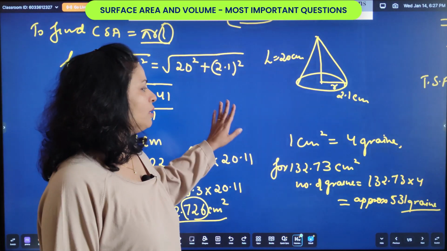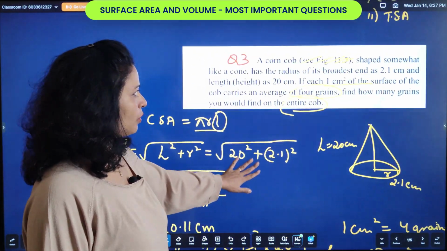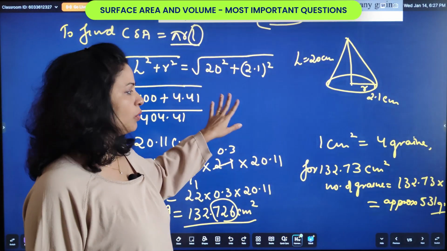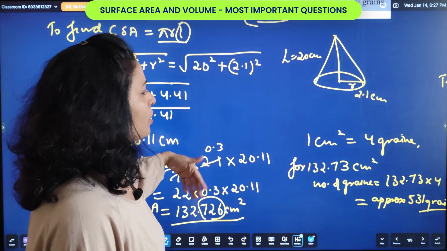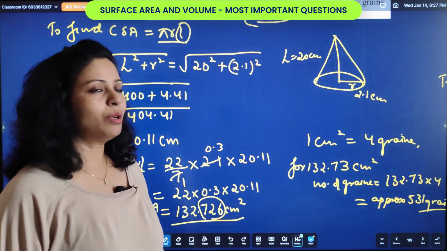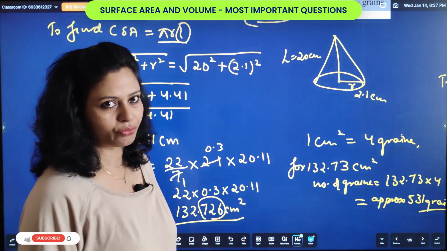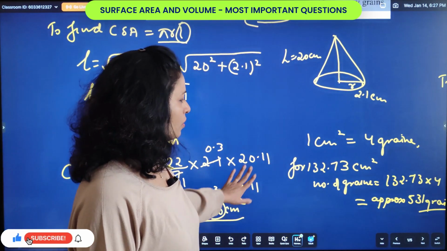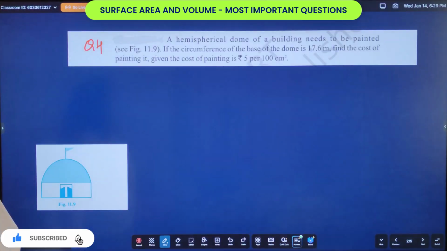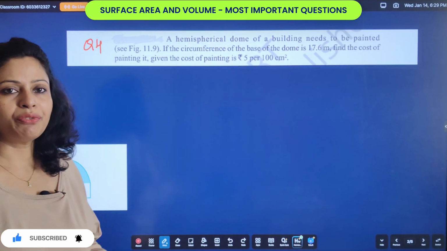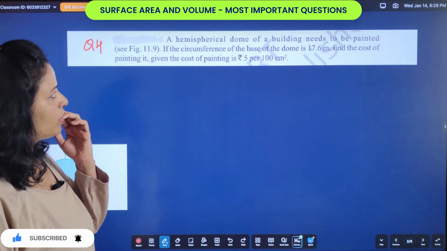Okay, so this is also a very good question. Here it is not a direct question where you are directly finding out the CSA. Here they are asking you the number of grains also by finding out the area of the cone. So this is also one of the good questions. Again, question number 4 is also one of the good questions.